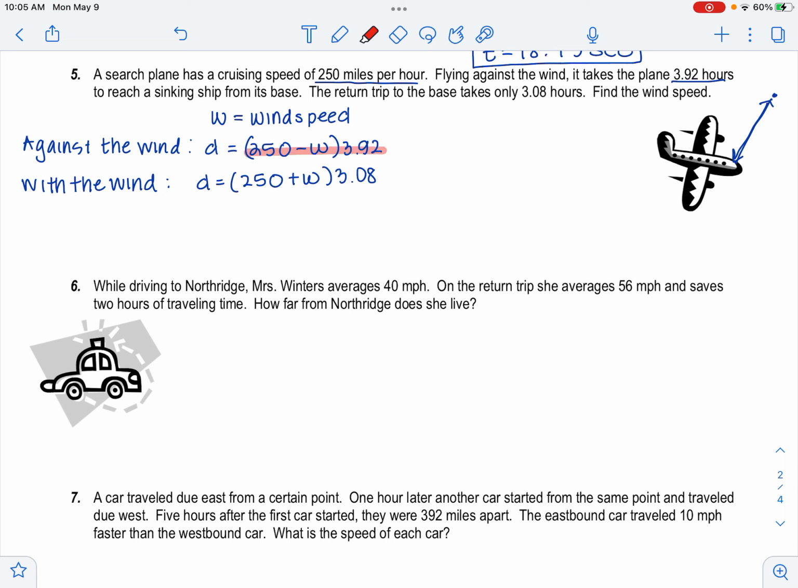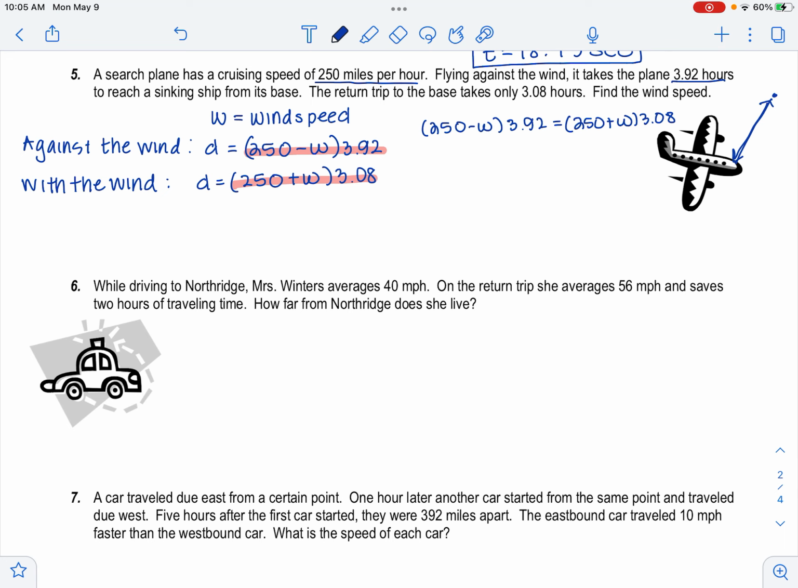This is equal to D and this is equal to D. If they're both equal to D, they can be equal to each other. It's just using substitution. So I'm going to set them equal to each other. 250 minus W times 3.92 is equal to 250 plus W times 3.08.